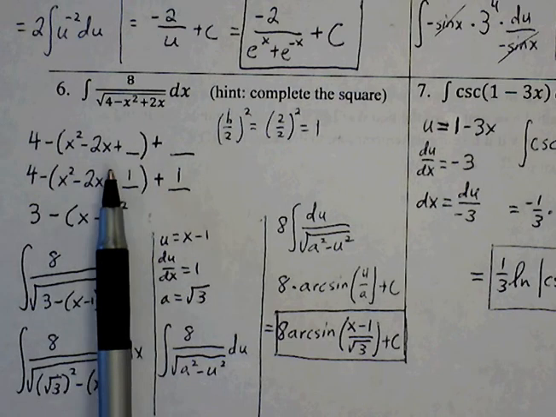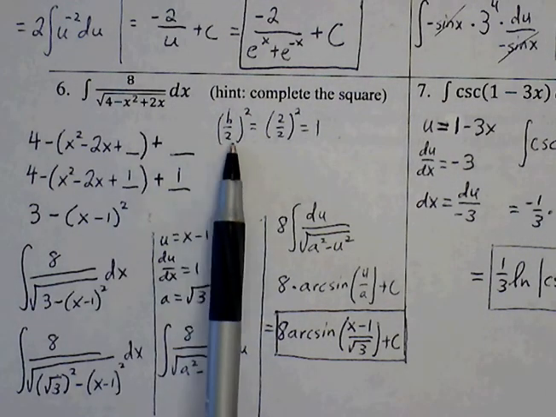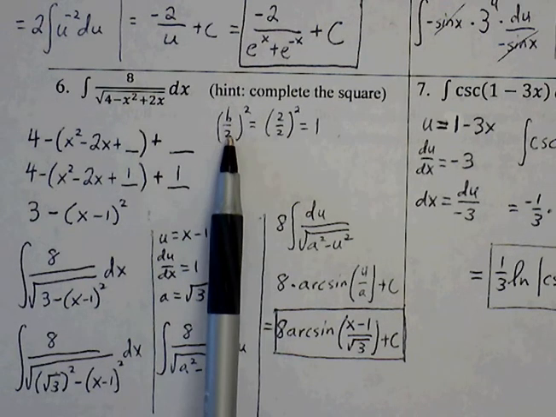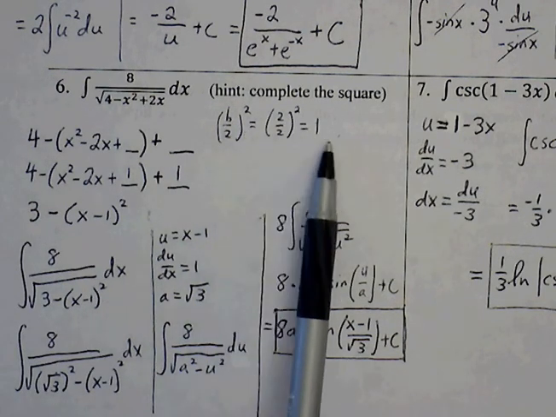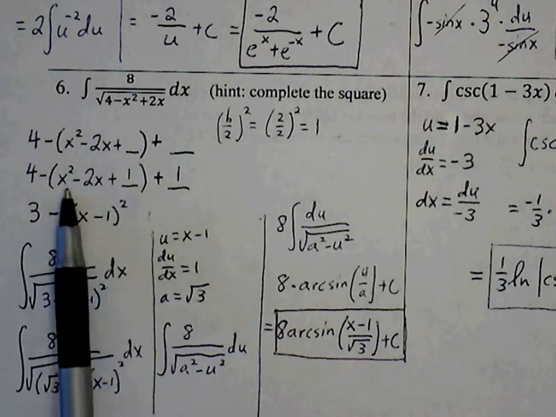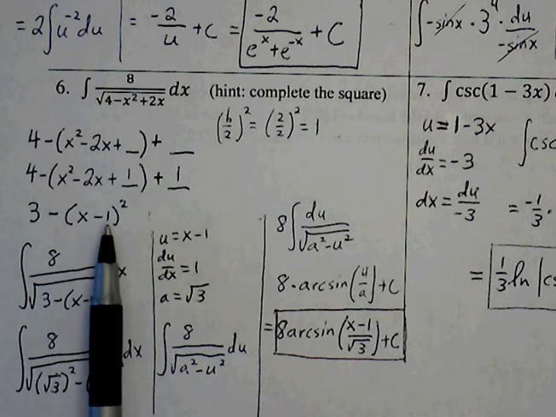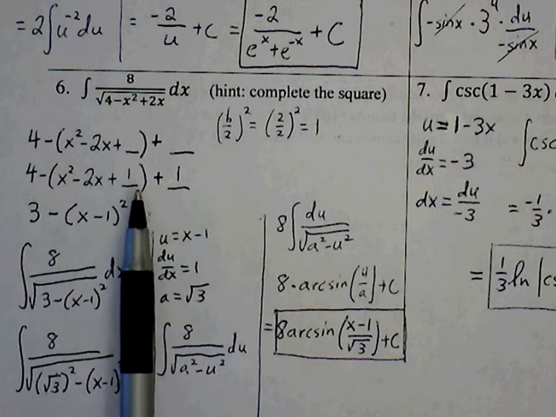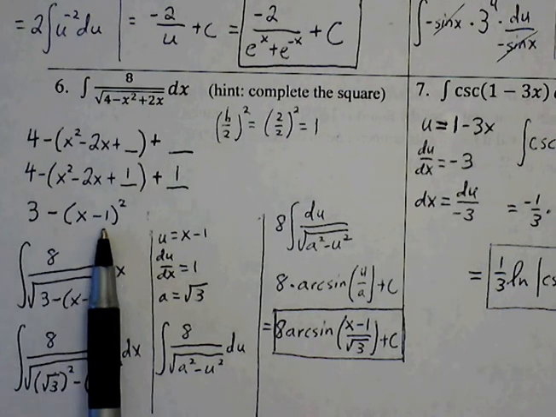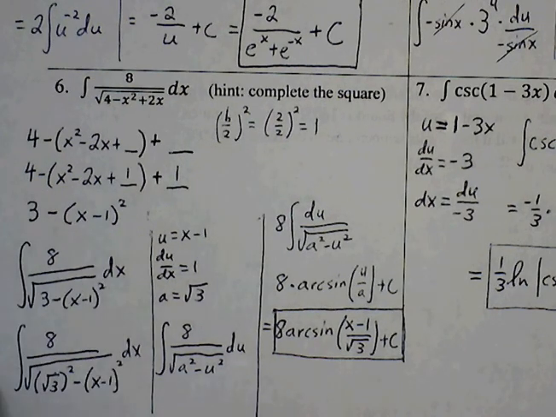To find that value, it's b over 2 quantity squared. Our b value is negative 2. Negative 2 over 2 is negative 1. Negative 1 squared is 1. So we put 1 in the spaces and we factor. This becomes x minus 1 quantity squared, and then the 1 we can combine with the 4 out in front, so 3 minus x minus 1 quantity squared. This is the form that we want.